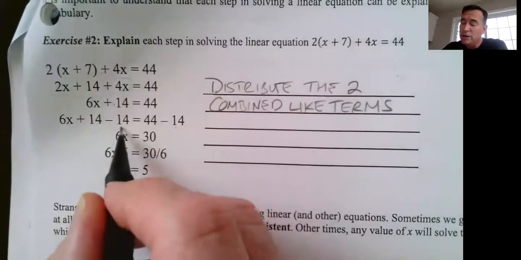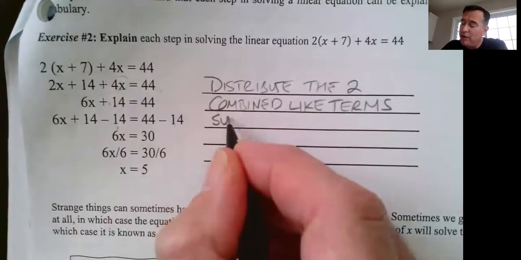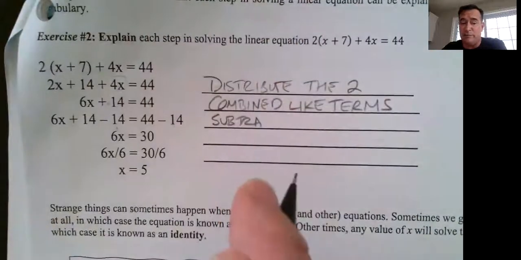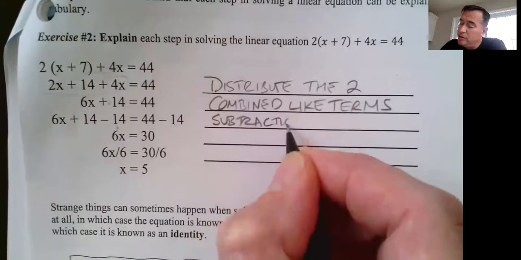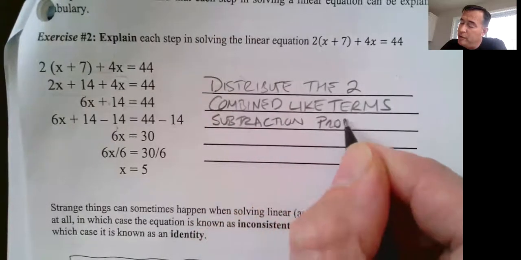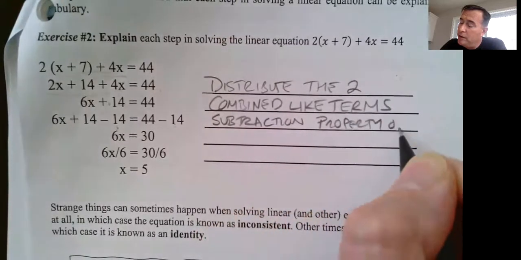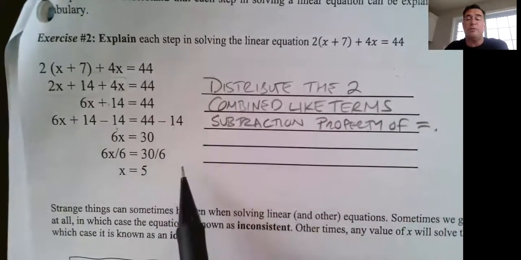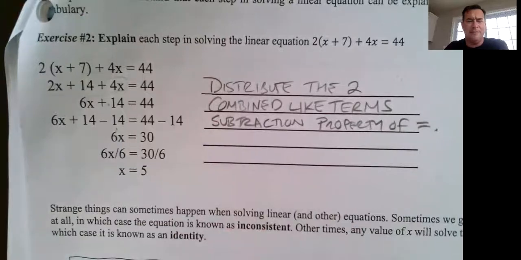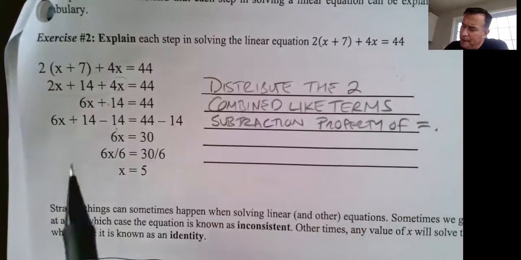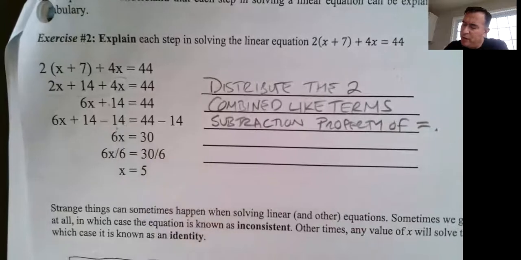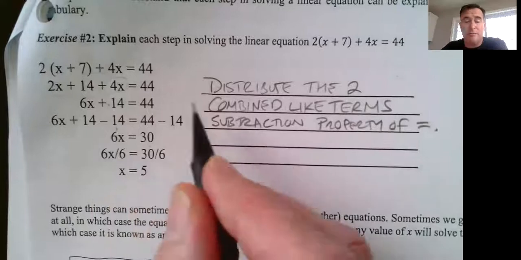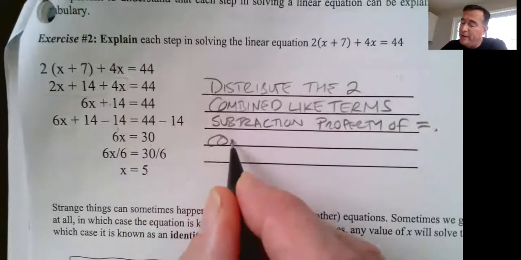What this is called, this is the subtraction property, and I'm going to write that just so you see it. You can seriously say, I subtracted 14 from both sides. But subtraction property of equality, or an equal sign, basically means if I do the same thing on both sides of an equal sign, I'm fine and it stays the same. Now, if I look here, 14 minus 14 was 0 and it went away. 44 minus 14 is 30. So what we really did was just combine our like terms, and that's what I'm going to write.